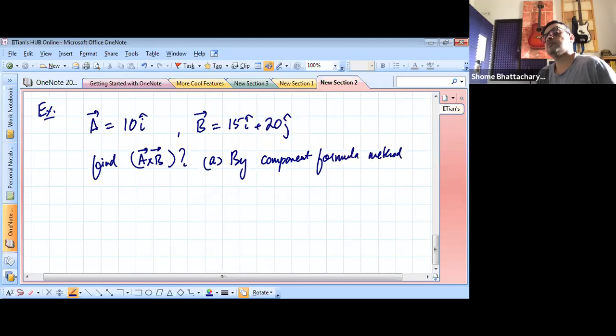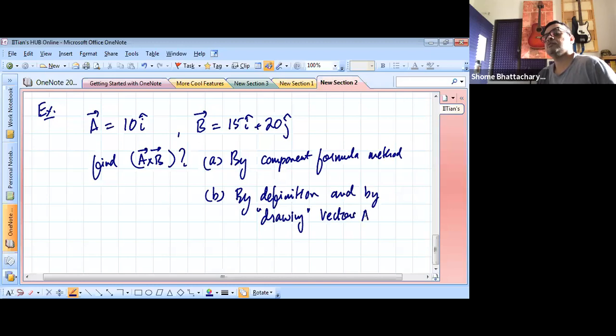And also by definition and by drawing vectors A and B in the xy plane. For this, you have to use the definition of A cross B, which is that A cross B is AB sine theta n cap. This kind of method. Okay.